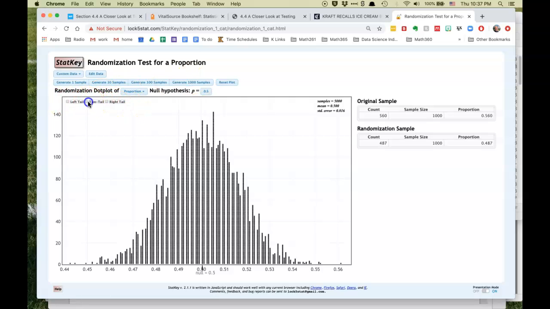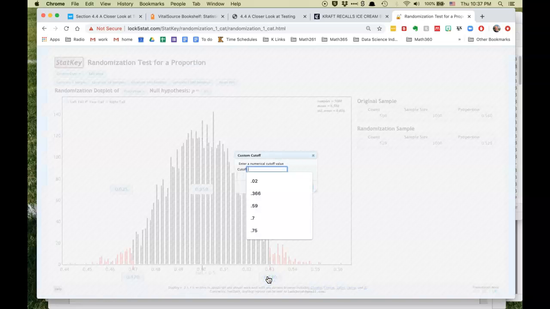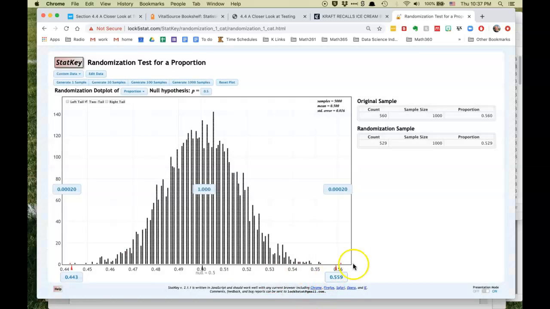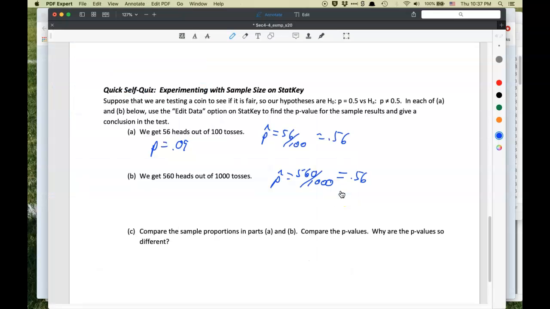Okay, so two-tailed, and we want to get the proportion outside of what we observed, which was 560. So I'll say 0.559, just to make sure to include that. And so that's going to be very extreme, 0.0002, and we double that to get 0.0004. So this is much smaller.